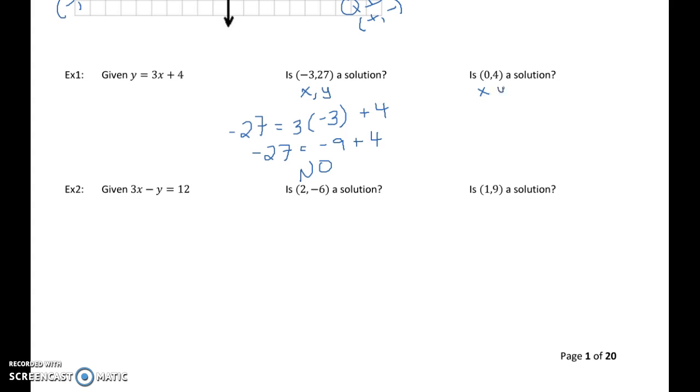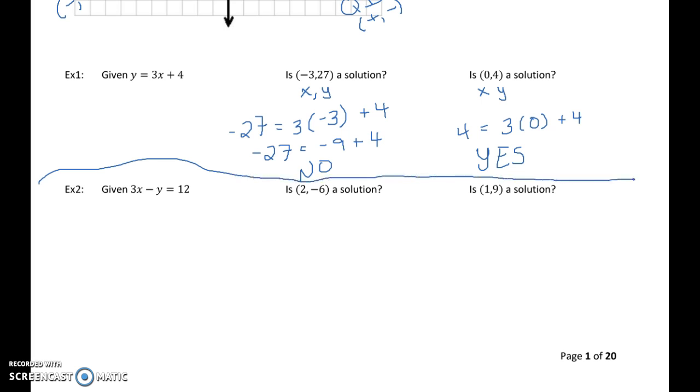We're going to plug in 0 for x, 4 for y. We see if 4 equals 3 times 0 plus 4. Oops, did not mean that parentheses there. Sorry about that. Okay, and you can clearly see that that is true. So that point is a solution. So nice and simple. You're given an equation. You want to see if the given coordinate point is a solution.